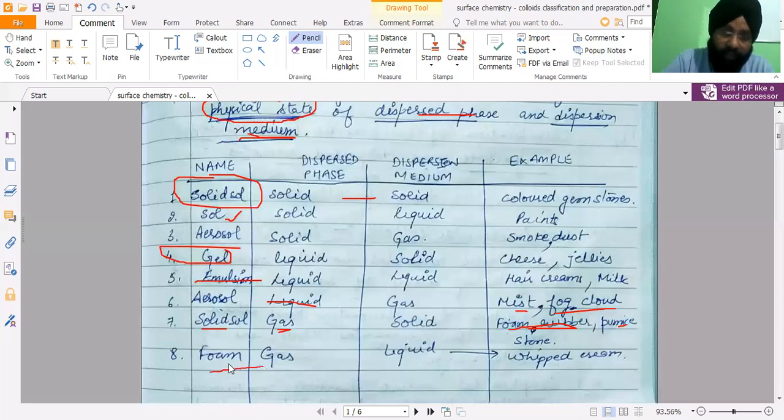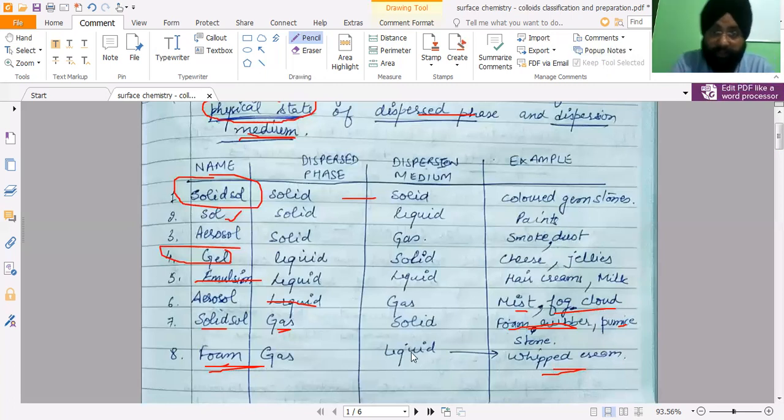Next is foam, gas in liquid. Whipped cream, the cream on the cake, is made from normal cream, and it is fluffy due to the presence of air in it. The liquid is there, and air is inside the liquid.